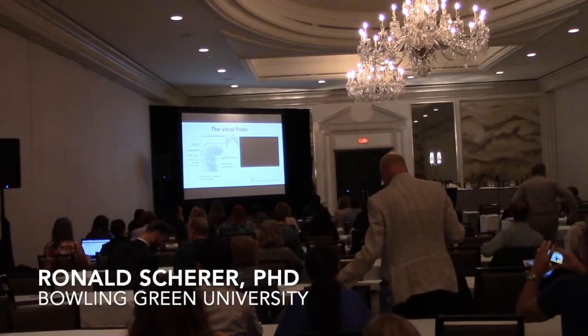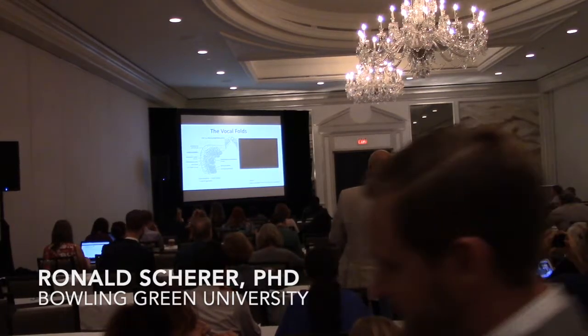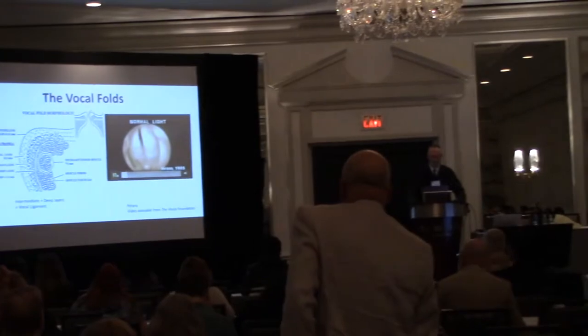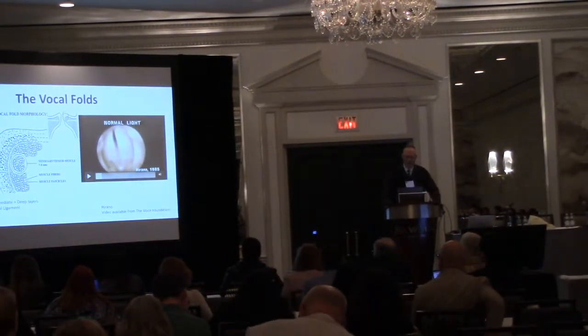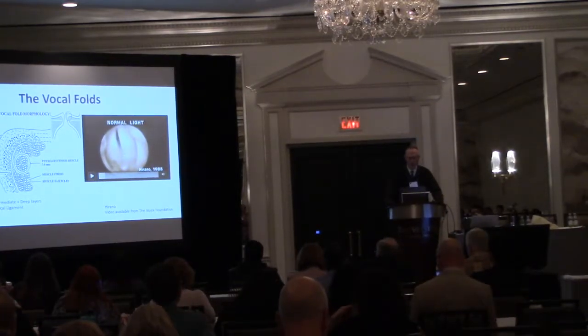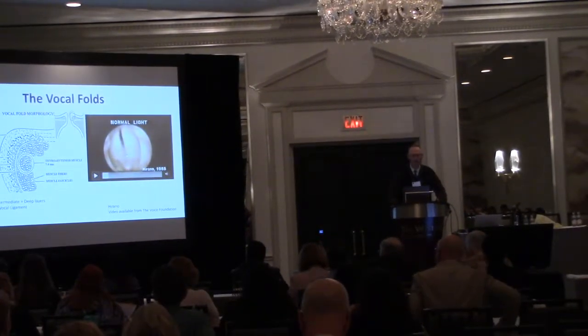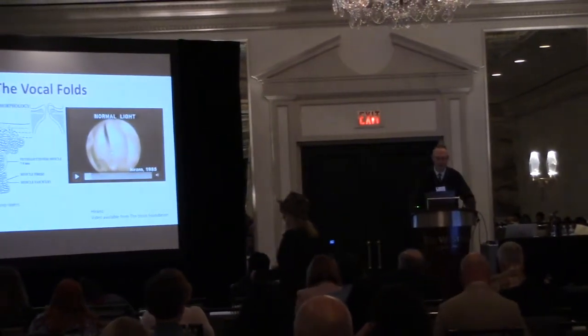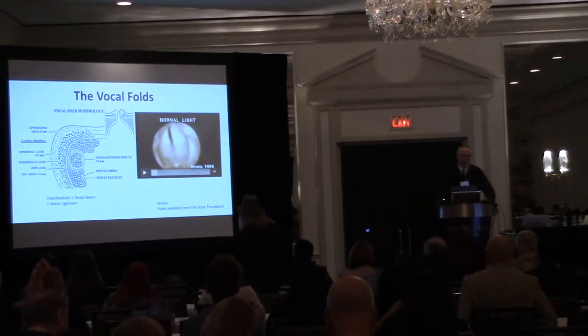So let's get started. A little orientation first again. Under normal light, here we have another view from the top of a larynx. The vocal folds are, in this case, vibrating, as Bob said, faster than the fusion frequency of the eye, so it's hard to see the vibration.